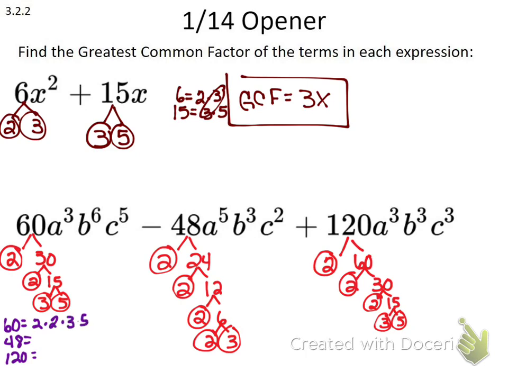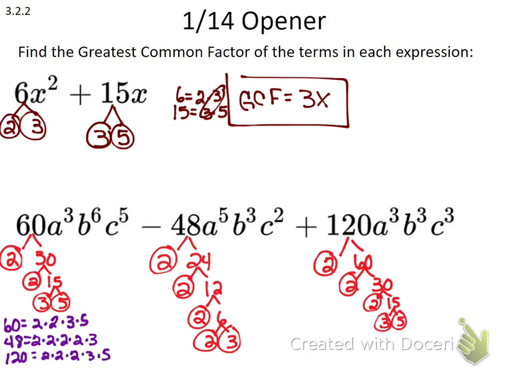Okay, and then for 48? 2 times 2 times 2 times 2 times 3. So I had 4 of them. Okay, and then for 120? And 2 times 2 times 2 times 3 times 5.